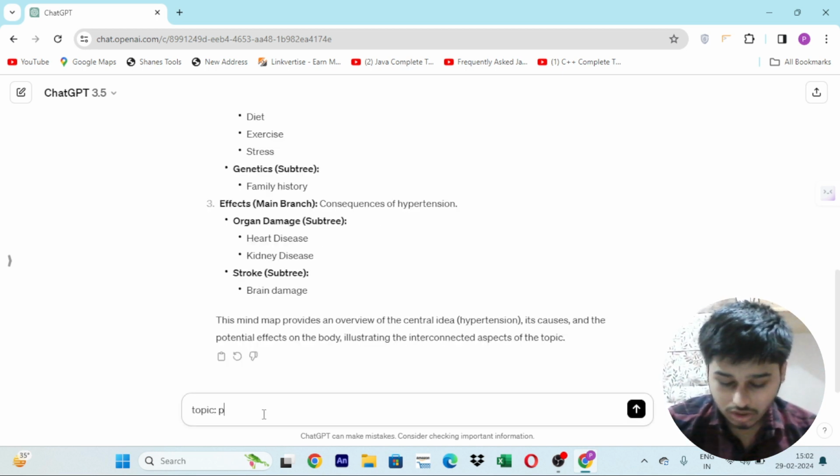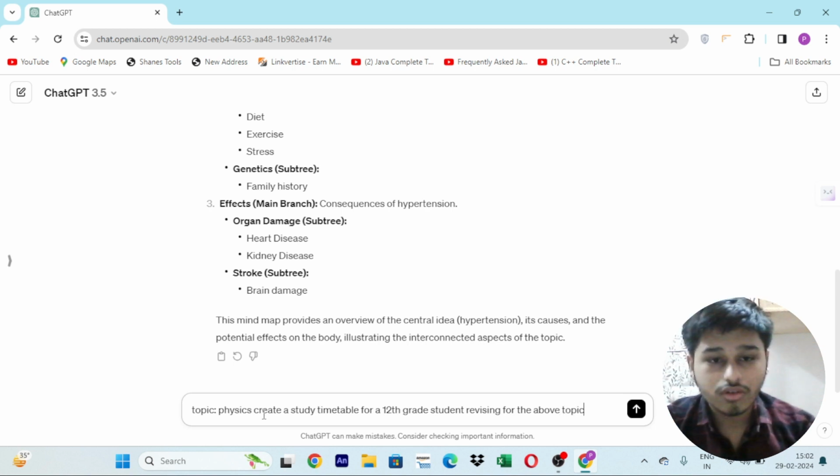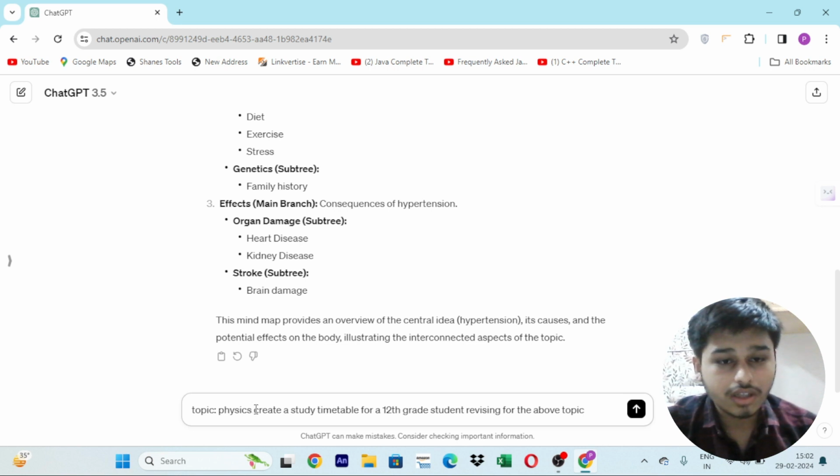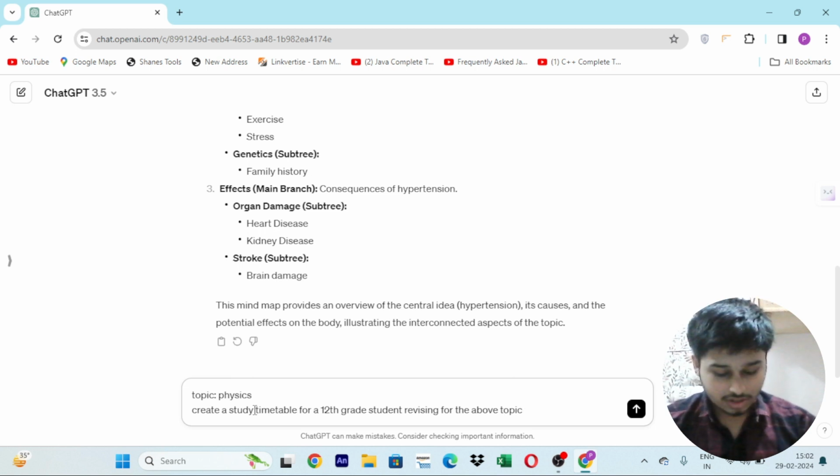Topic: physics. Create a study timetable for a 12th grade student revising for the above topic. Okay, just you have to do one thing, put this line, create one, in the next line. All right, shift next, and we'll go down over here and shift next.